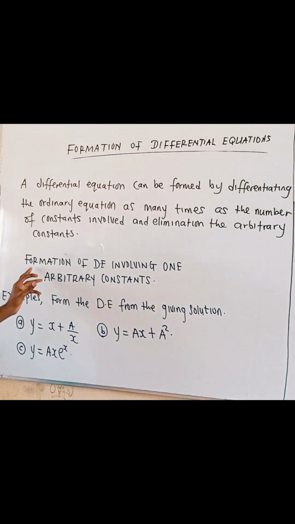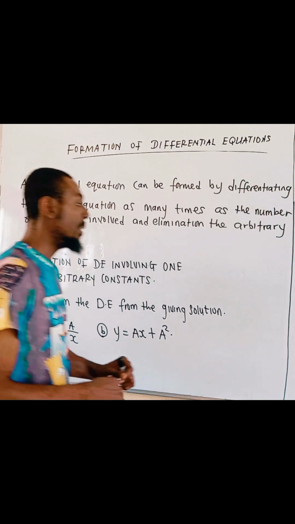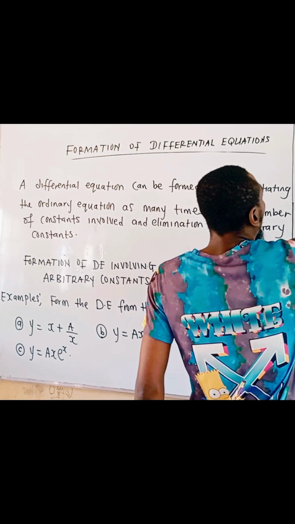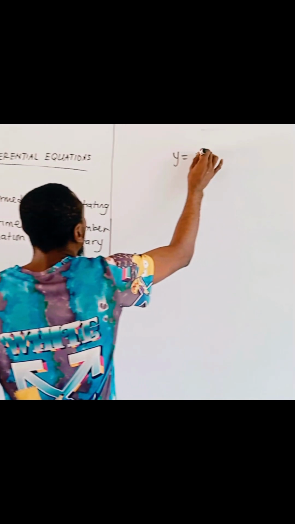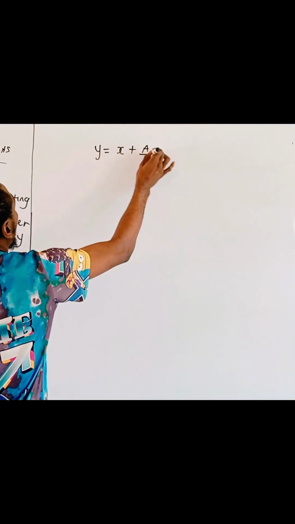Okay. The first one I want us to talk about now is formation of differential equation involving one arbitrary constant. Example: form the differential equation from the given solution. We have A, B, and C. The arbitrary constant present in all of them is just a, one arbitrary constant. So we'll get to B, we'll see how that one will be taken care of. But in this case, we have just one arbitrary constant. So the first one is y equal to x plus a over x.